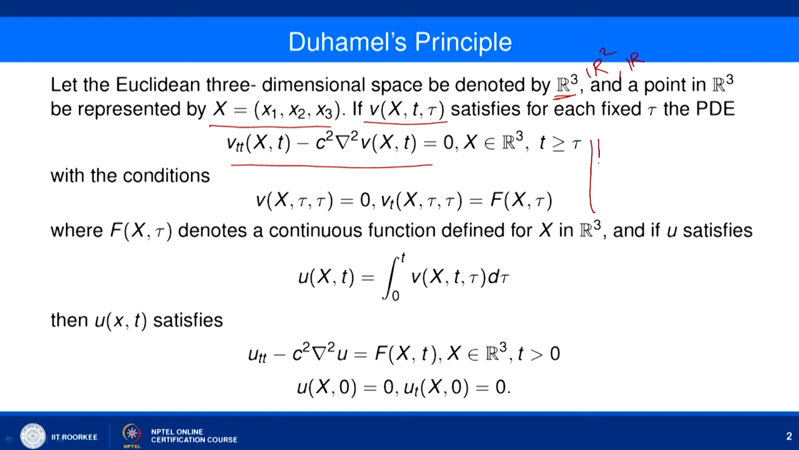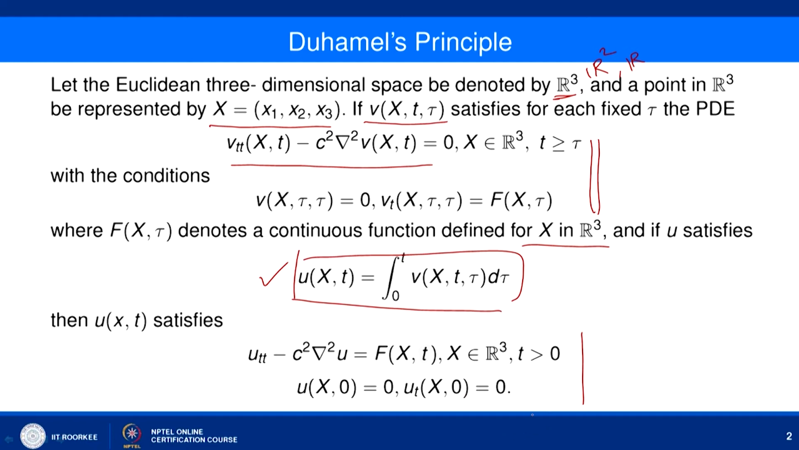So once we know the solution of this, where f of x, tau denotes a continuous function defined for x in R3, and if u satisfies u(x, t) equal to the integral from 0 to t of v(x, t, tau) d tau, then this is the important thing: this u, defined like this, satisfies the non-homogeneous equation given as u_tt minus c square del square u equal to f of x, t, x belongs to R3, t greater than 0, u(x, 0) equal to 0 and u_t(x, 0) equal to 0.